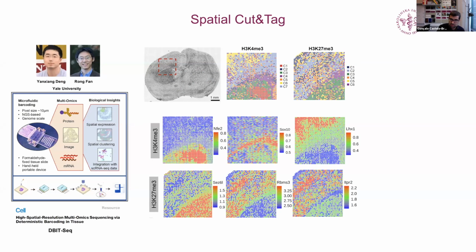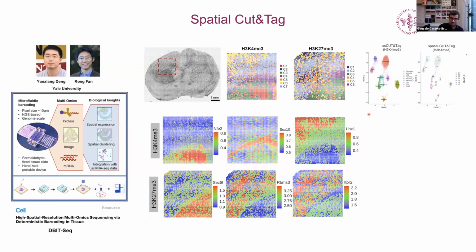When we looked at the deposition of some of the marks, we could see, for instance, in this area a lot of deposition of SOX10, a marker for oligodendrocytes. This structure corresponds to the corpus callosum, where a lot of oligodendrocytes are located. For instance, for H3K27 methylation, we saw in the same area a lack of H3K27 methylation at the promoter of ATPR2, which is another marker of the oligodendrocyte lineage.